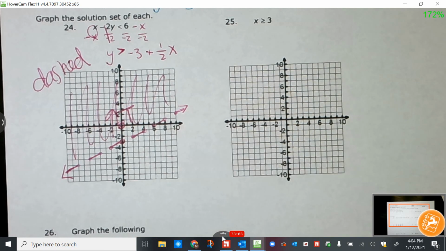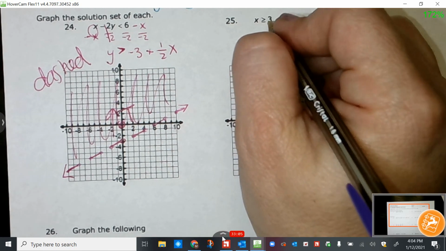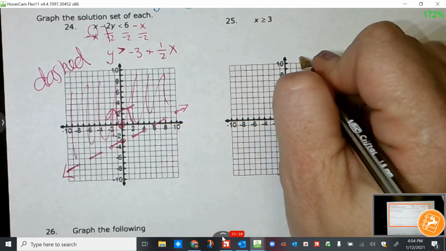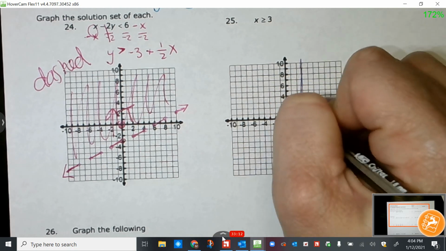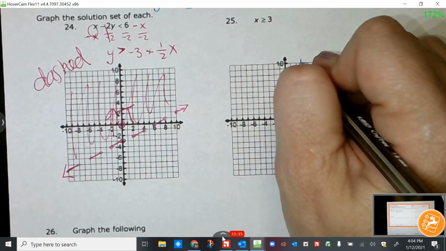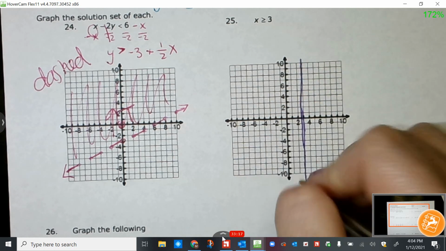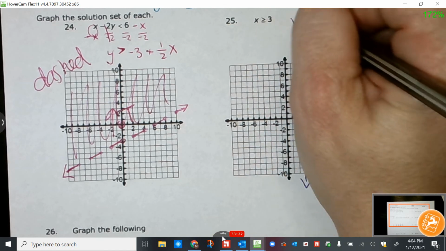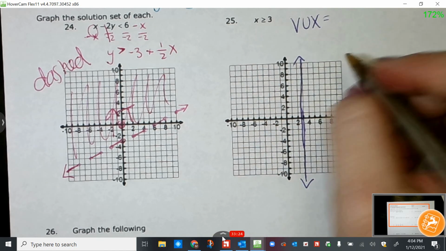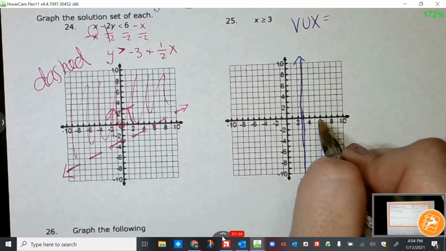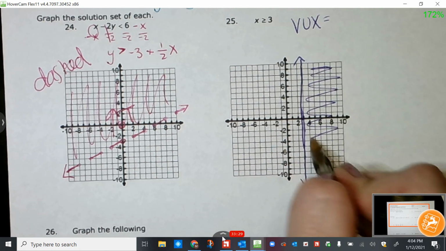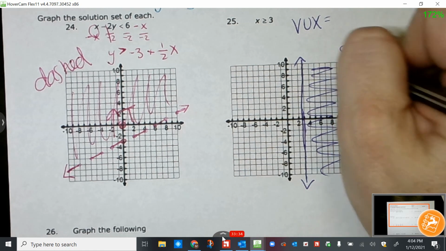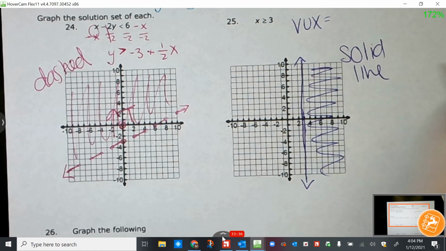Okay, now this other one, x is greater than or equal to 3. Well, x is 3 here. Okay, and I want you to realize x is a vertical line. It is solid. I'm glad I did that. Because this is vertical, undefined, x equals equation. I know it's an inequality. And x is greater than 3. Well, 6 is greater than 3. 0 is not greater than 3, so we would have to shade on the right side.